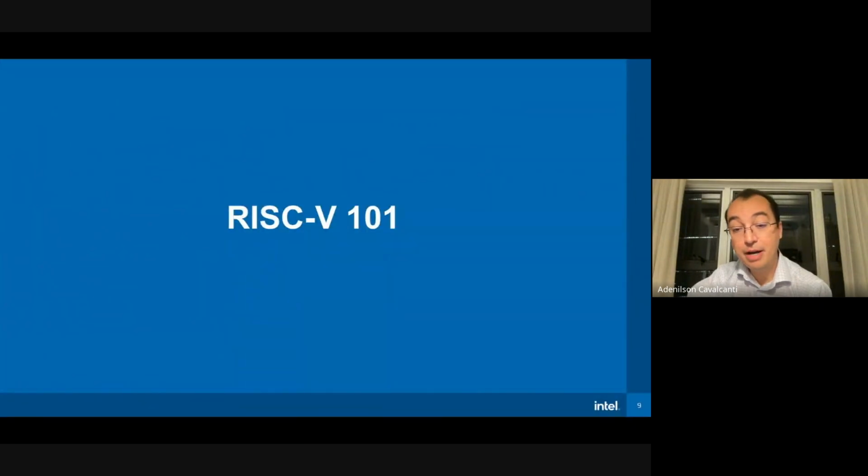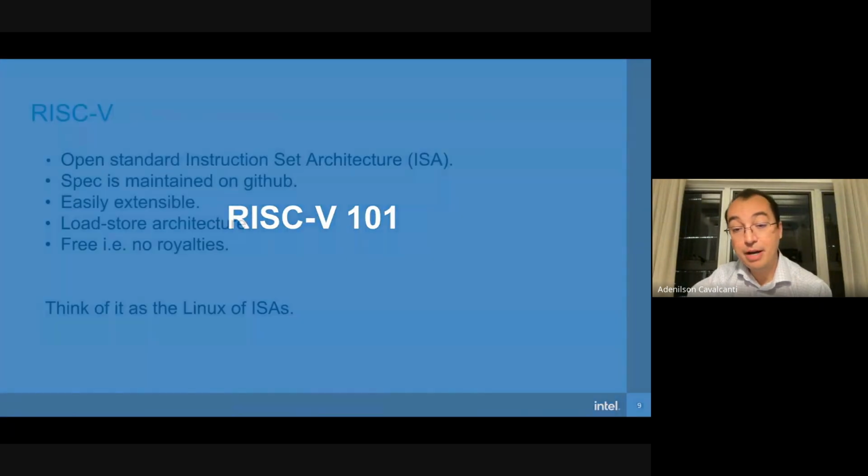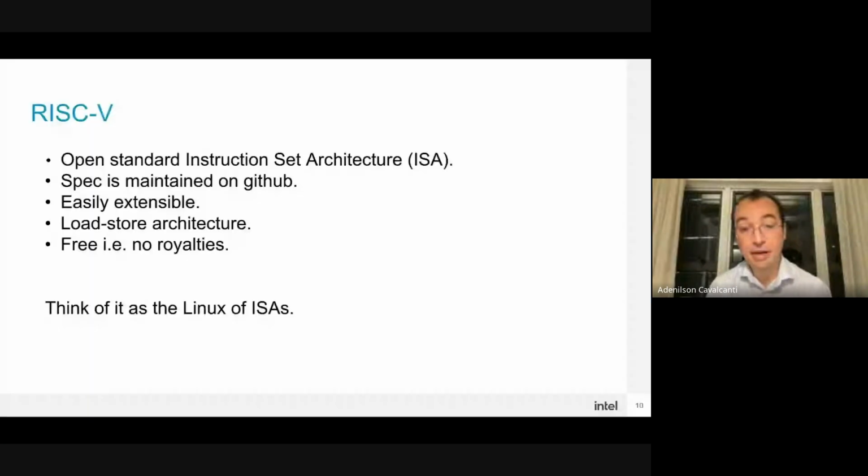Right, so RISC V 101. So RISC V is an open standard instruction set architecture, or ISA. The spec is maintained on GitHub, is easily extensible, and is a typical RISC load store architecture. And the really cool thing about it is that it's free. There are no royalties for anyone implementing it. So think of it as the Linux of ISAs.